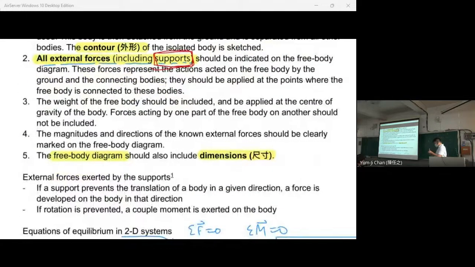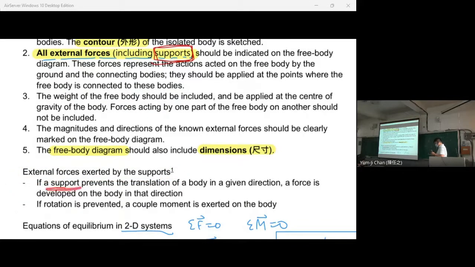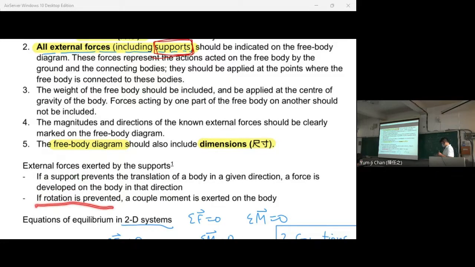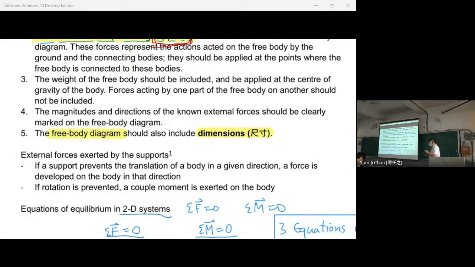So how many forces should we draw? If a support prevents translation of a body in a given direction, a force is developed on the body in that direction. And if rotation is prevented, a couple moment is exerted on the body. This sounds quite long, so let's take some examples on the next page.